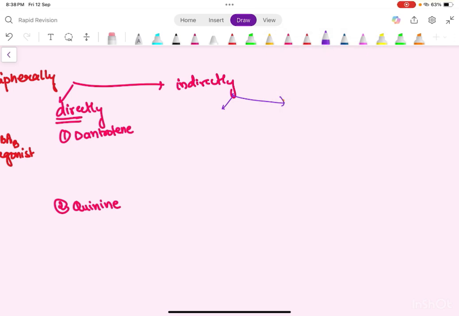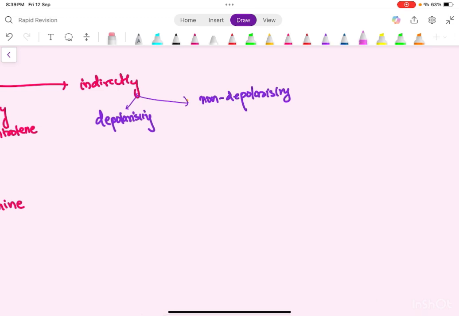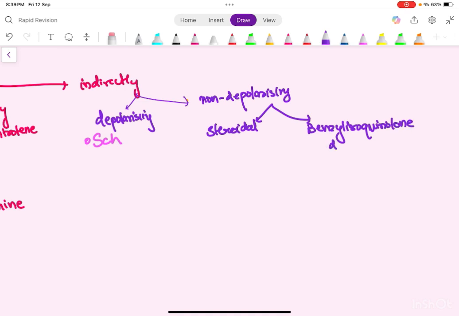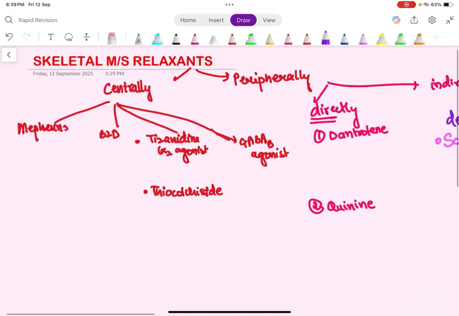Okay, then in indirectly acting we have two further categories. One is the depolarizing and the second one is non-depolarizing. Now in depolarizing you have to remember succinylcholine, and in non-depolarizing you have to remember two categories again. One is the steroidal and the second category is benzylisoquinolone derivatives. Okay, now let's go through them.